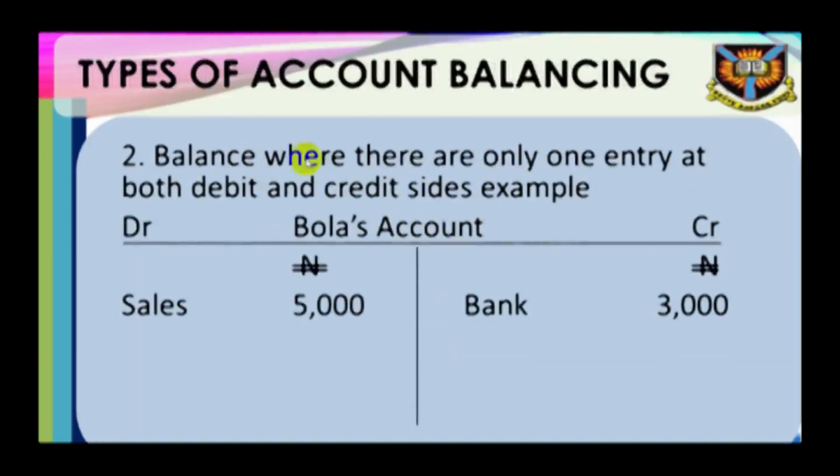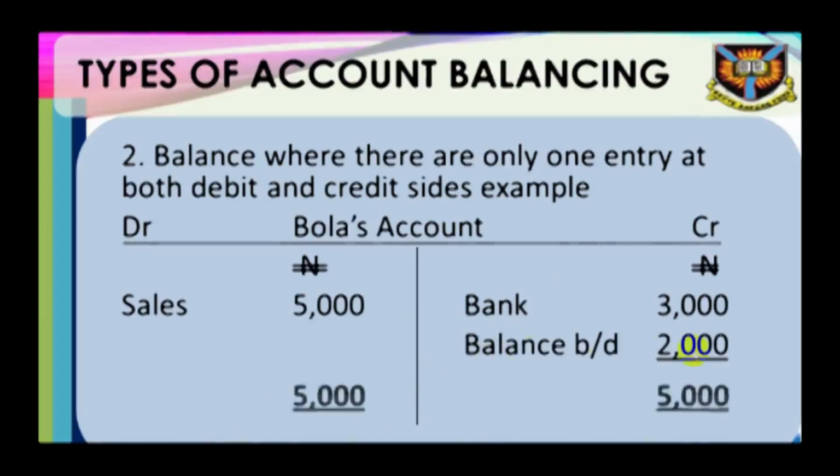Number 2, balance where there is only one entry at both debit and credit side. Example, Bola's account is debited with sales of 5,000 naira and credited with bank with 3,000 naira. Balance brought down on the credit side will be 2,000 naira, and the balance on both sides will be 5,000 naira.